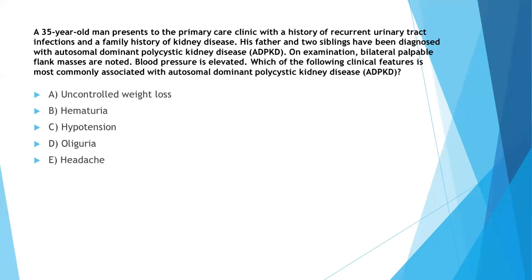Which of the following clinical features is most commonly associated with autosomal dominant polycystic kidney disease? Now, I have kept this question because whenever you read the last one first, you may not even have to read the rest of the question listing. And that's what we are going to do here now. So, which of the following is the most commonly associated with ADPKD? Uncontrolled weight loss, hematuria, hypertension, oliguria, or headache?